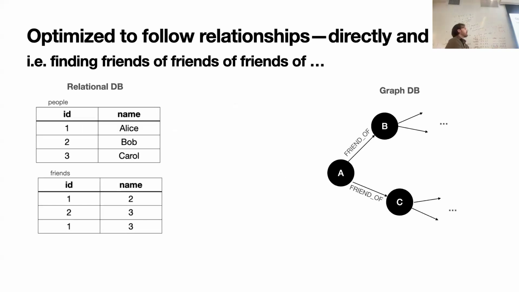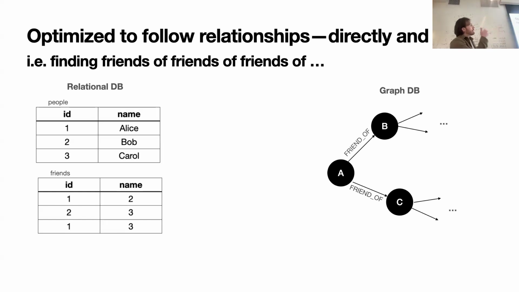So on the left, we have a relational database. We've got two tables for people and friends. People has a unique ID and a name. Friends has some mapping between an ID and the name of their friend. So this is what a relational database structure might look like for a social network of friends.